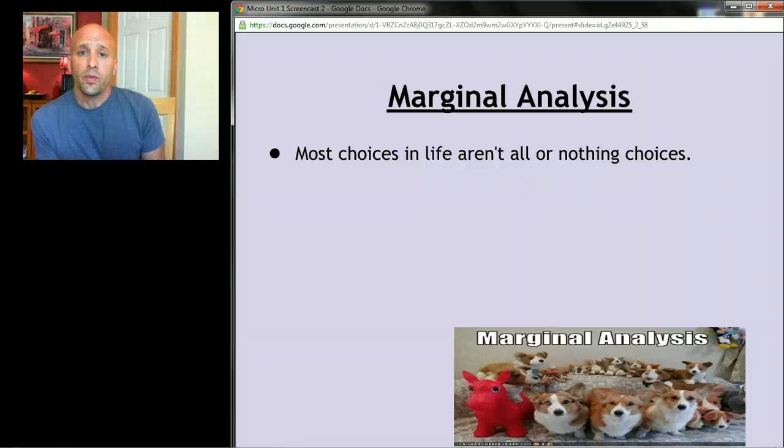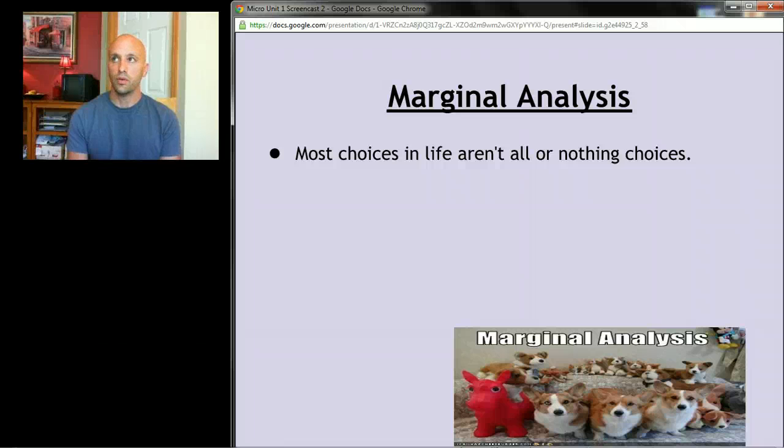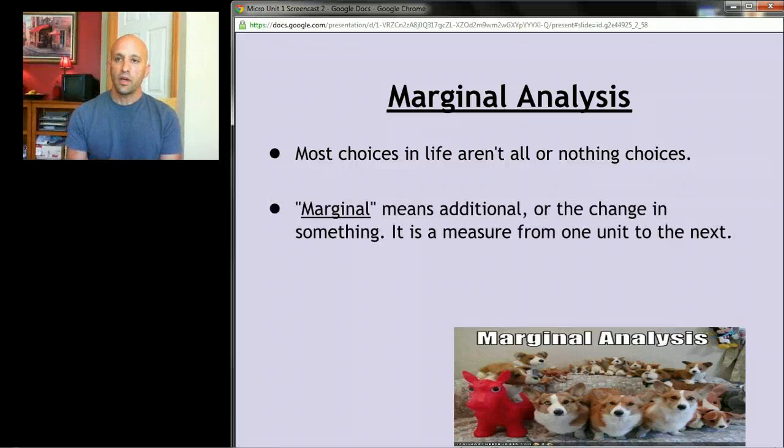Now, in life, most choices are not all or nothing decisions. You don't decide to watch TV or not watch TV. You decide to watch TV for a certain amount of time. You don't decide to study or not study. You study for a certain amount of time. You don't decide to drink soda or not drink soda. You decide to drink a certain amount of soda. So, as a result of that, economists use this thing called marginal analysis to tell them how much of anything to do. Not should we do something or not do something, but how much of something should we do.